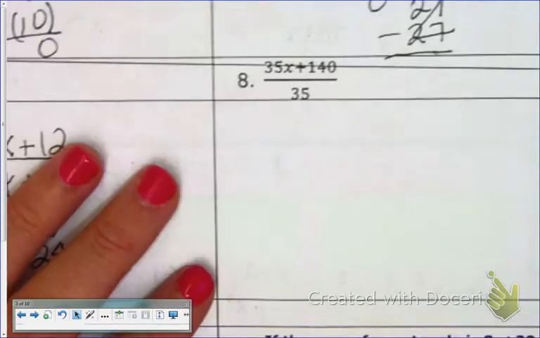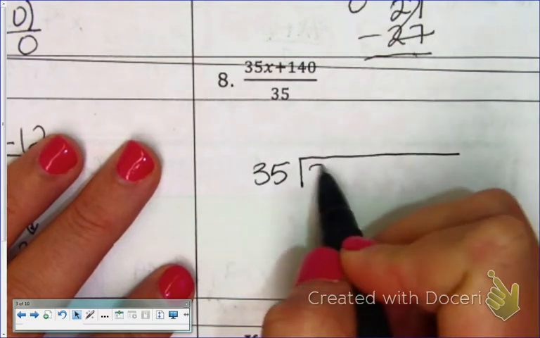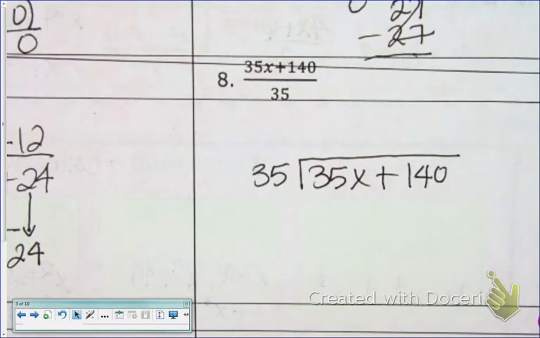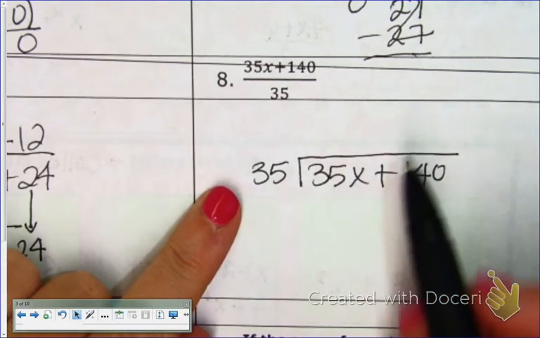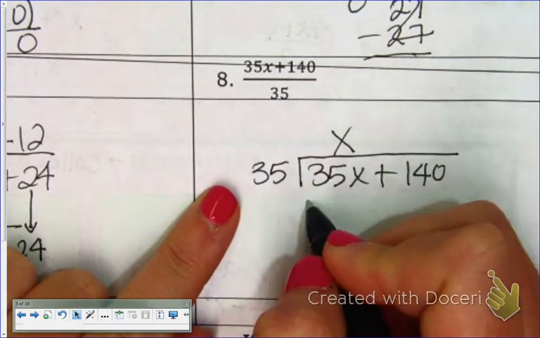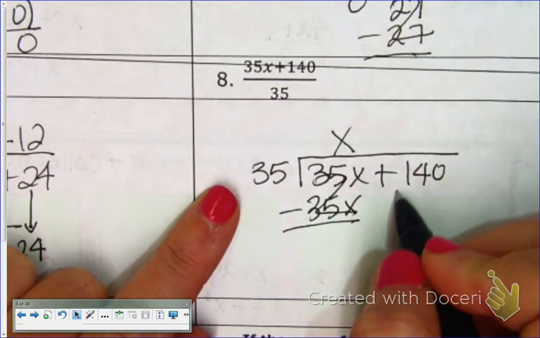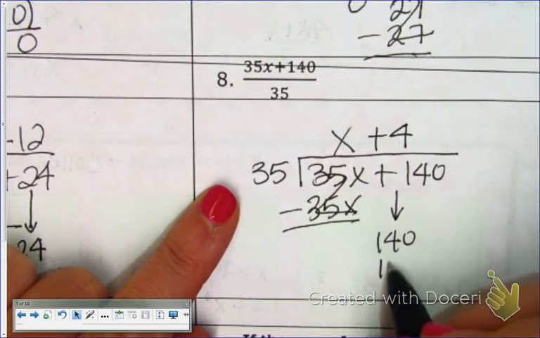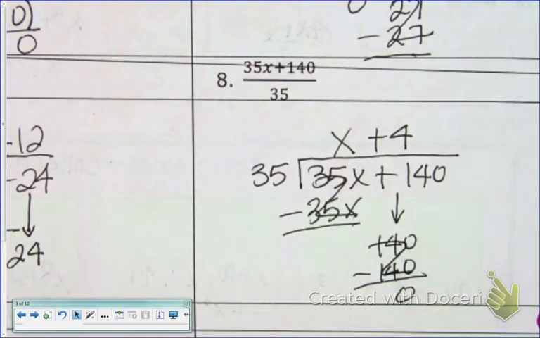Okay, looking at this guy. We set it up. 35x plus 140. All right, here we go, guys. We've got 2 more problems. 35 times what gives me 35x? 1. Plus 4. We bring down our 140. That's 4. Zero. Are you ready for me to help you with number 9?